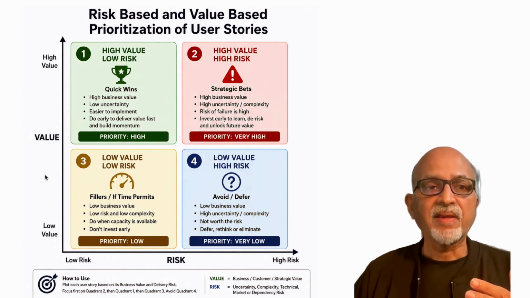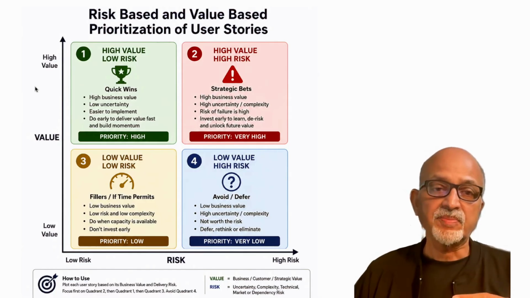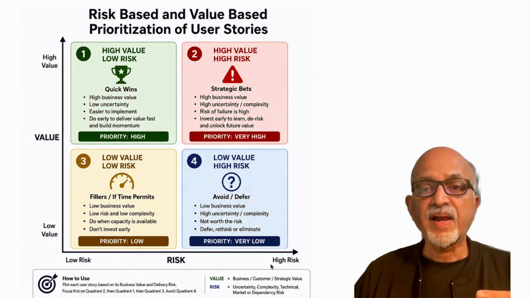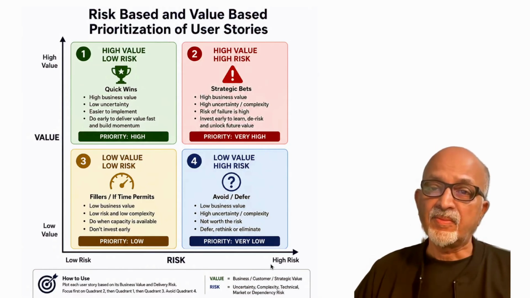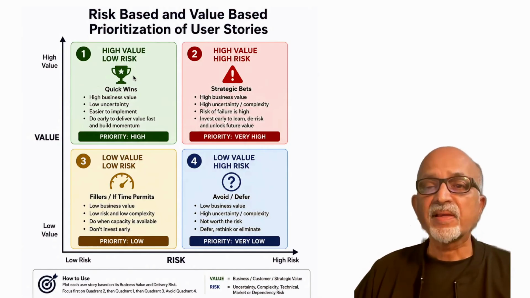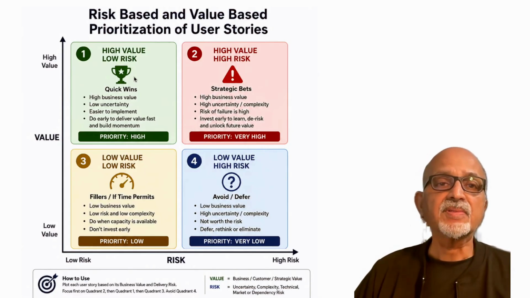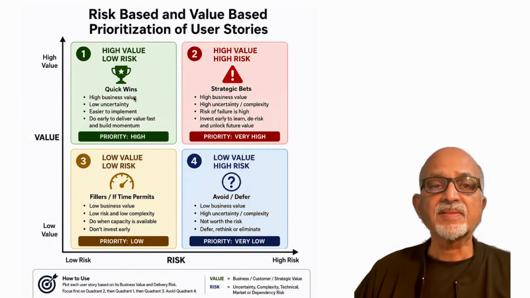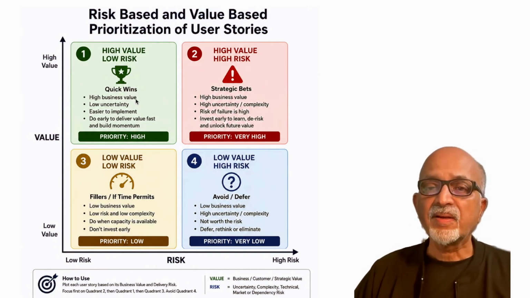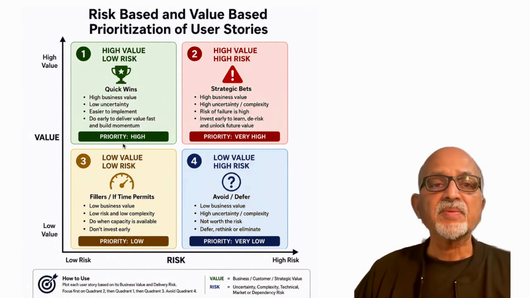Here we have the value, low value, high value of the feature with respect to the product. And here we have the low risk and the high risk of the feature. So here we get quadrant one, which is high value, low risk items. Those are the quick wins. The risk is very low. So these are the low hanging fruits. So maybe we can prioritize.